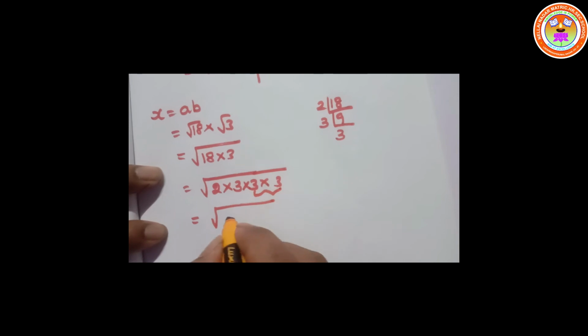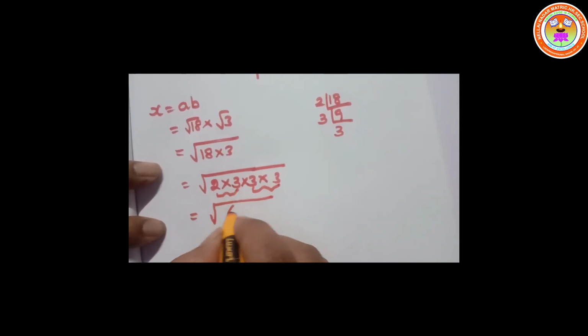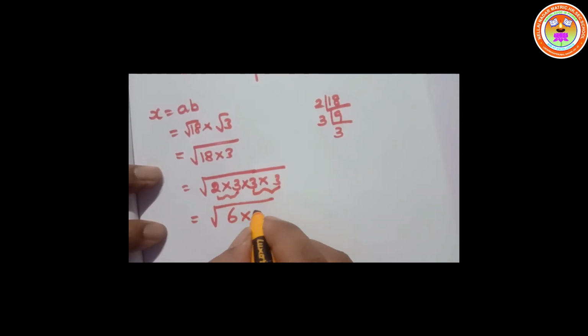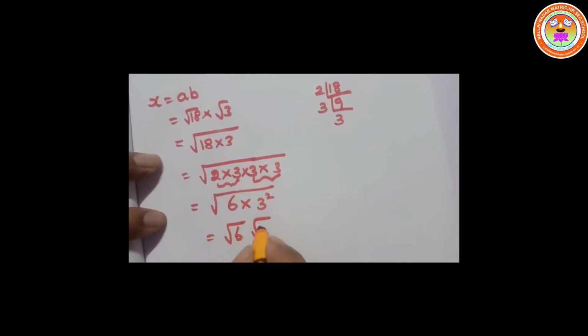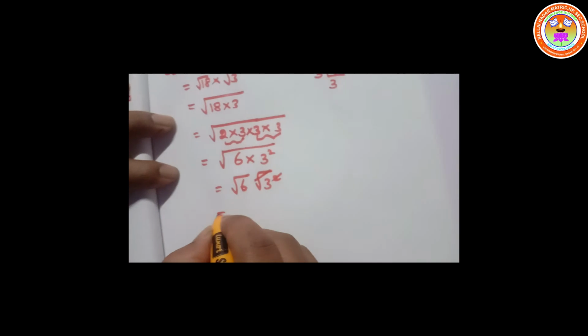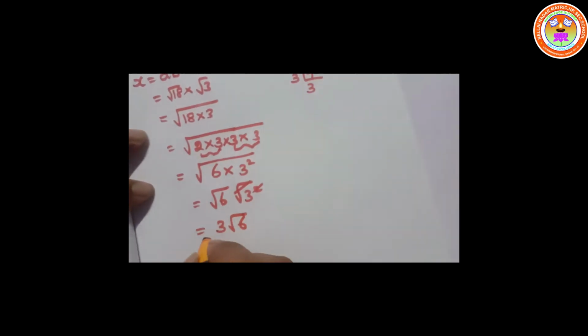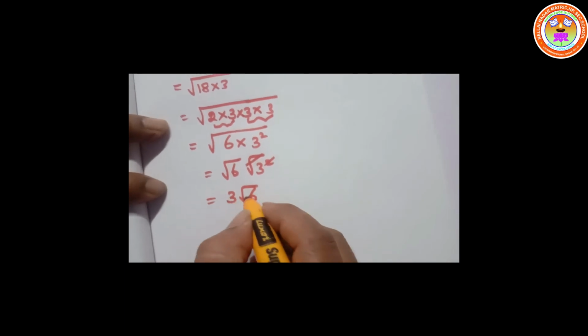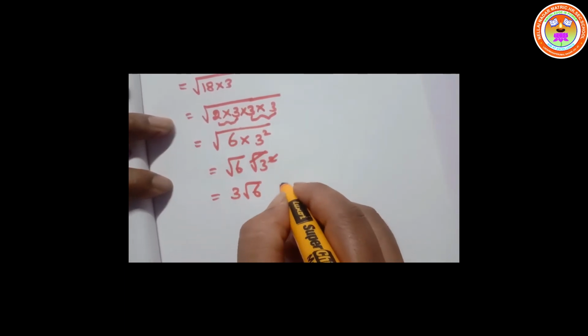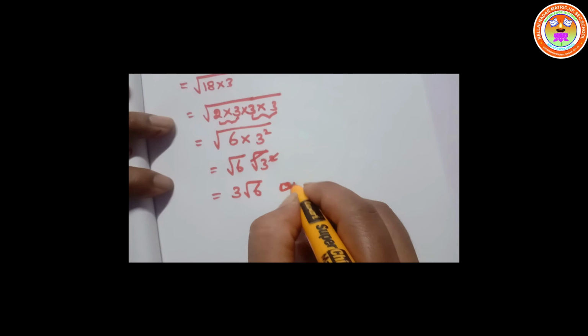Make pair of this one. 2 into 3, 6. No pairs, I multiply 6. Here 3 square. Now I can split like this: root of 6 and root of 3 square. Square root gets cancelled. I can write 3 root 6. So 3 root 6, right? So rational times irrational multiplication is an irrational number.